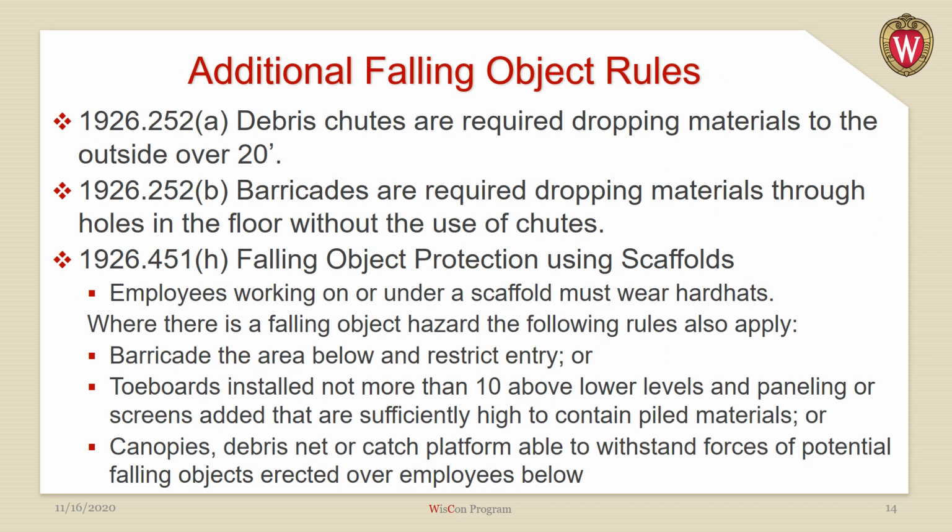1926.252(a) and (b), Disposal of materials, includes rules on dropping materials in and out of buildings and the use of debris chutes and barricades. 1926.451(h) addresses falling object protection when using scaffolds, including hard hats, toe boards, screens, guardrails, etc.